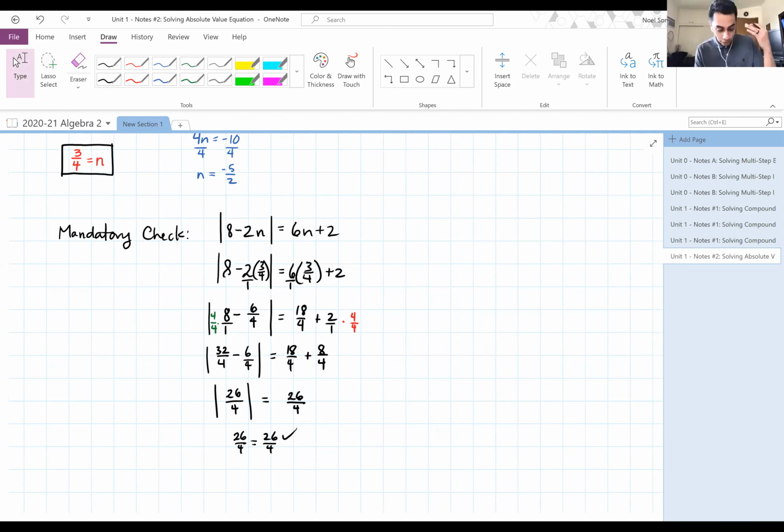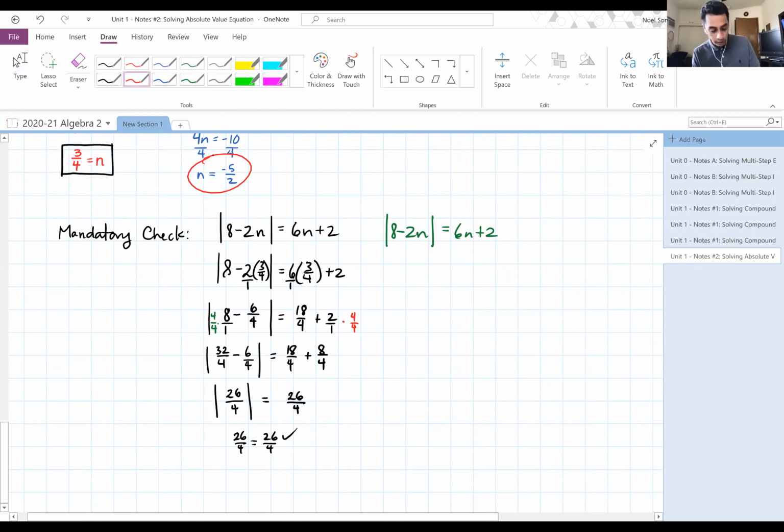All right, so now let's check the second one. I'll do this in a different color. So we're checking once again in the same equation. What we want to do here is plug in negative 5 over 2. All right, let's see if this works out for us.